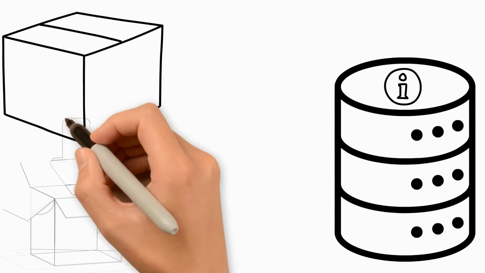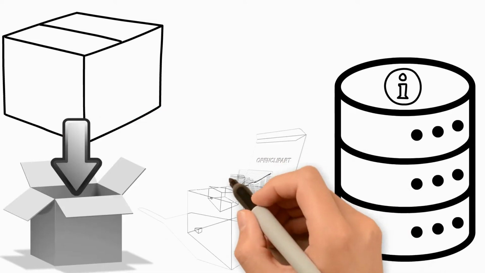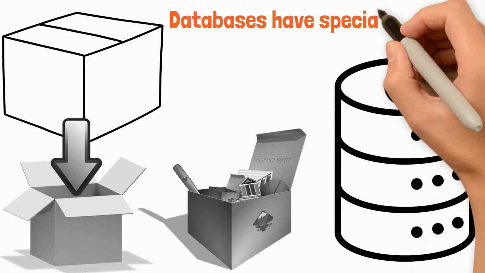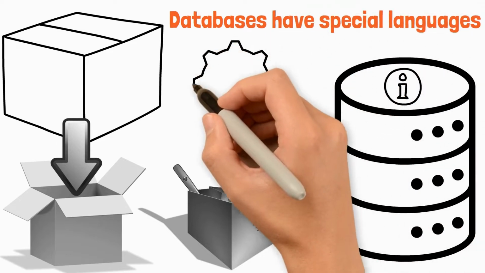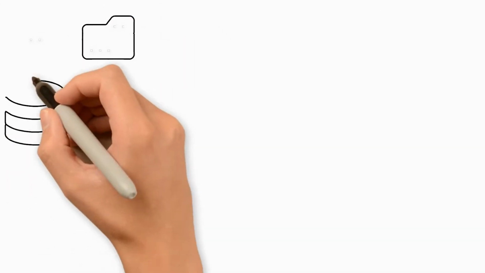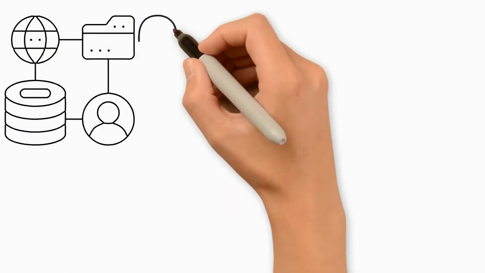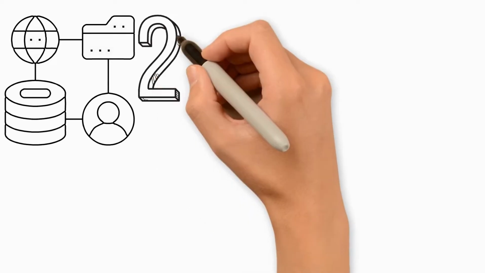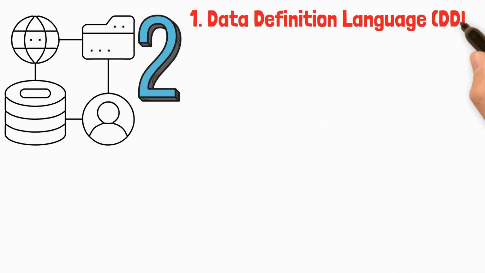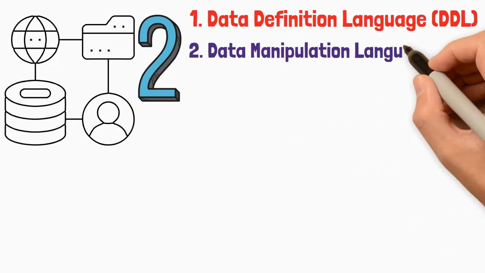Just like you have ways to put toys in, take toys out, and rearrange them in your toy box, databases have special languages that help people do similar things with the information. These special languages are part of what we call a database system. The system uses two main types of languages: data definition language, DDL, and data manipulation language, DML.